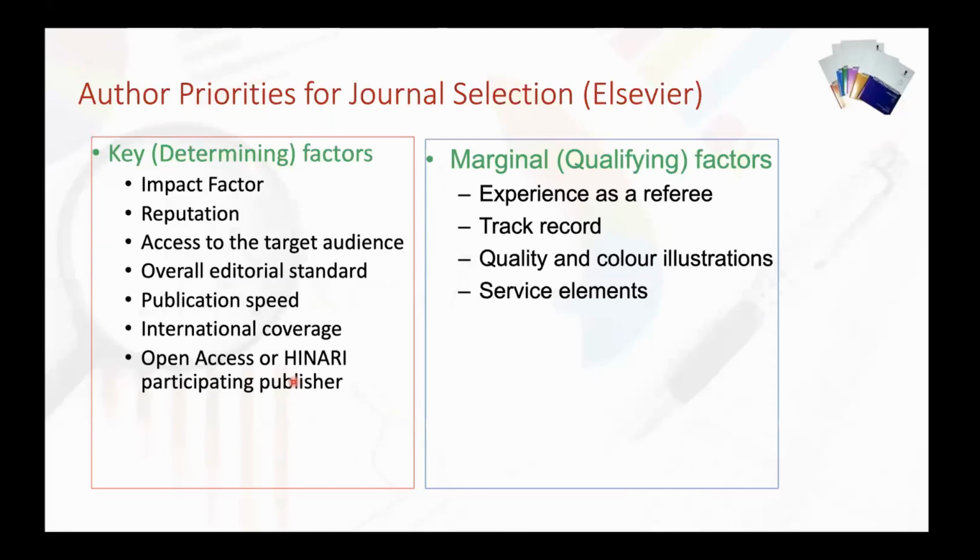And then, when you select a paper, what are the key factors for selection? Priorities: one, impact factor, reputation of the journal, access to the audience, overall editorial standard, publication speed. If you want to publish, for example, you have 2 months to submit the thesis, and then you have no paper, then you worry about where to publish.